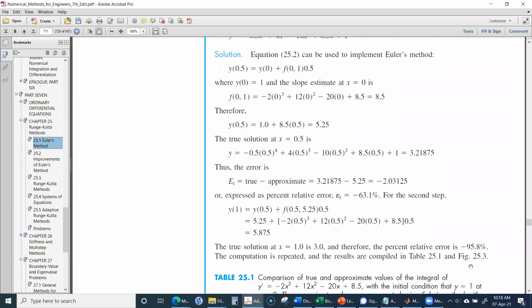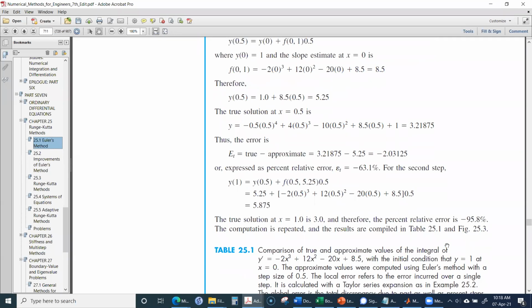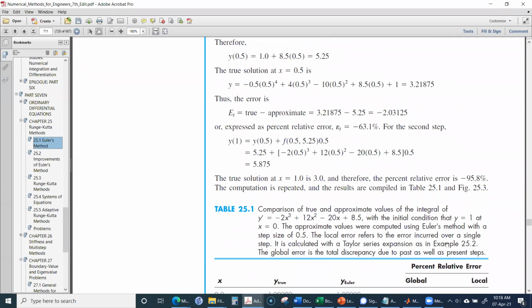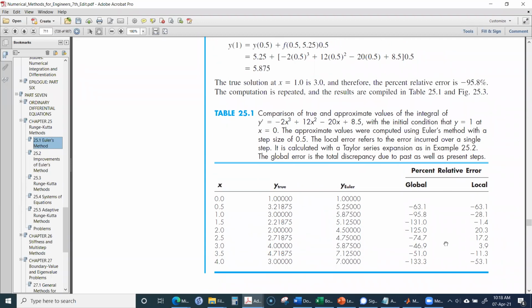95.8%. So we can see that as we go along, for all the steps in this first case, the relative errors are quite appreciable. Here we can tabulate these values for x equal to 0, 0.5, 1, and then we can see that their errors are 63.1, 95.8, 131%, and so on. These are called the global errors. There is some local error as well, which I will talk about later on.